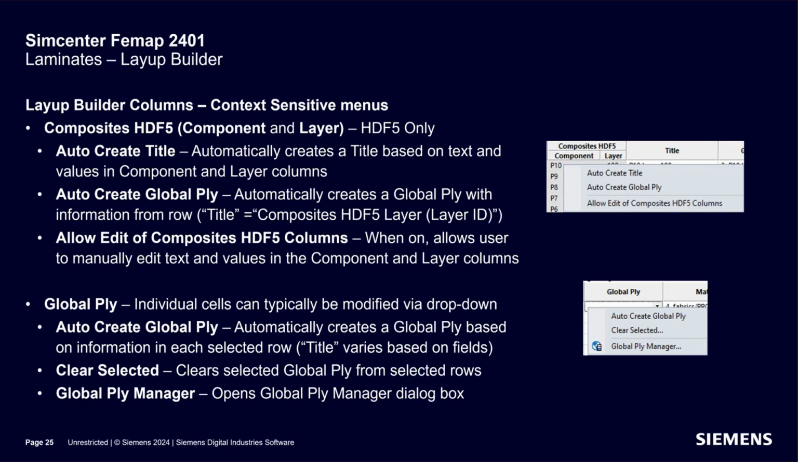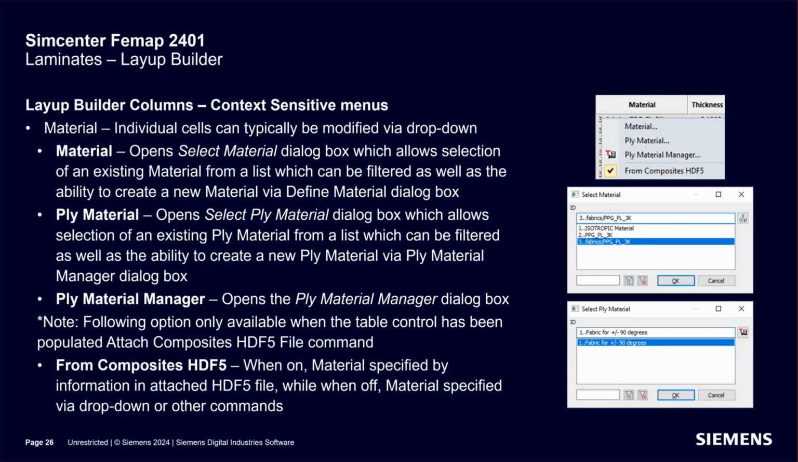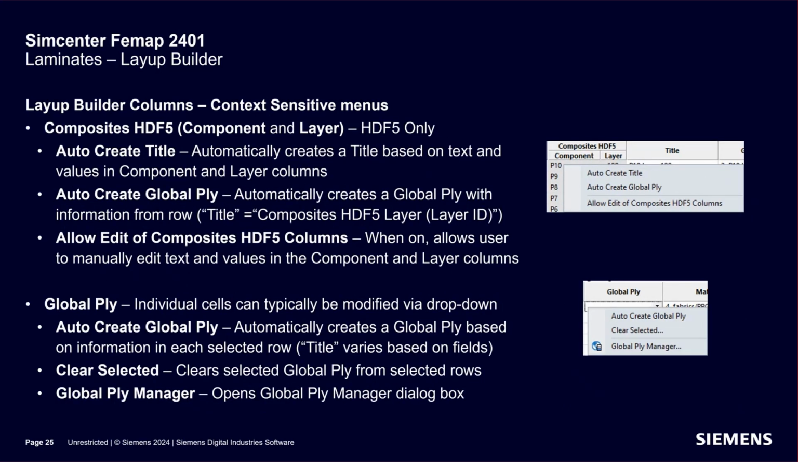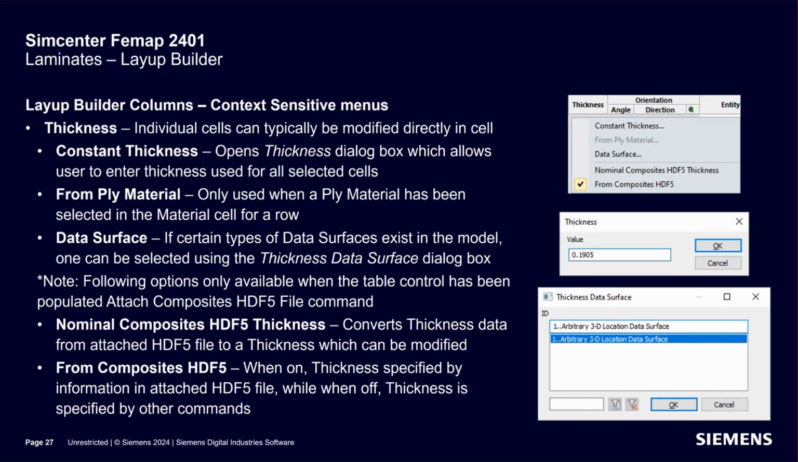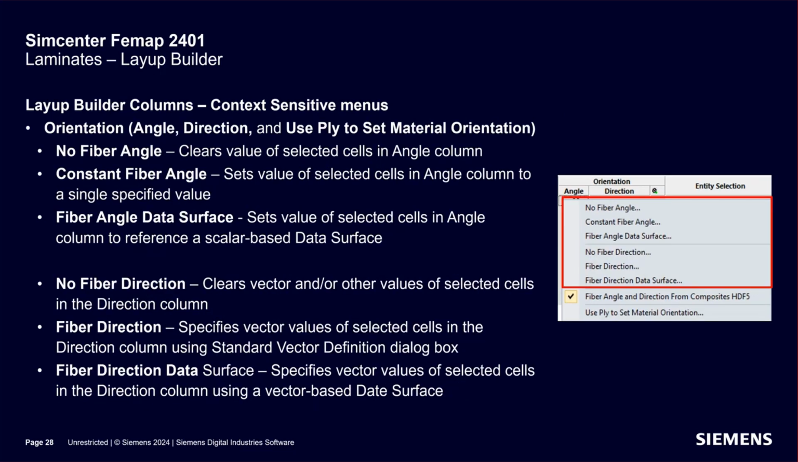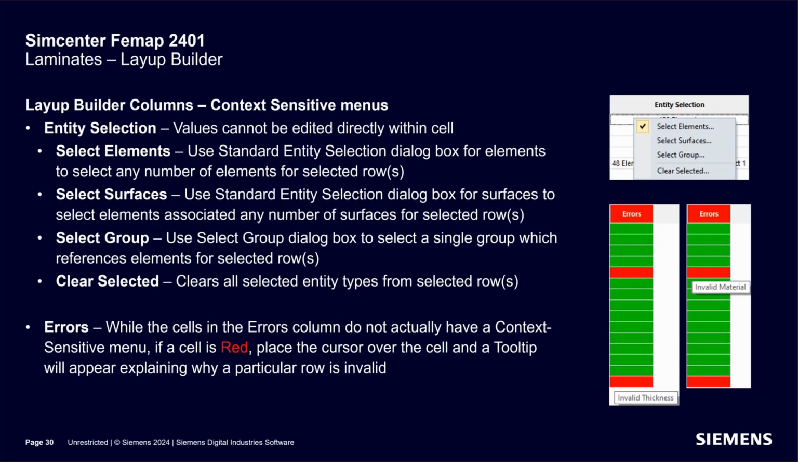When you're using the HDF5 file, there's a whole way for it to automatically pick. On the back end, you can just have it do that. You'll see it says from composites HDF5 instead of you picking one for the thickness, for the directions, etc.